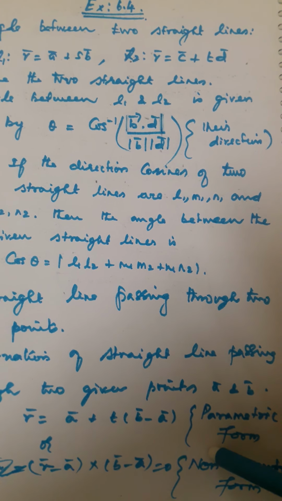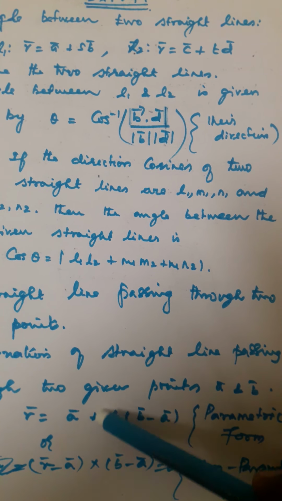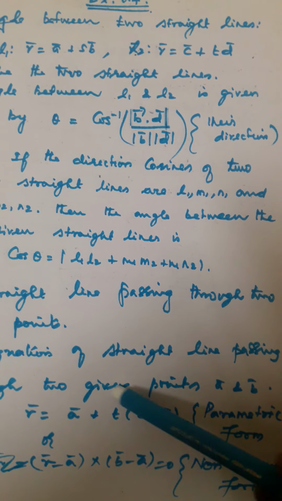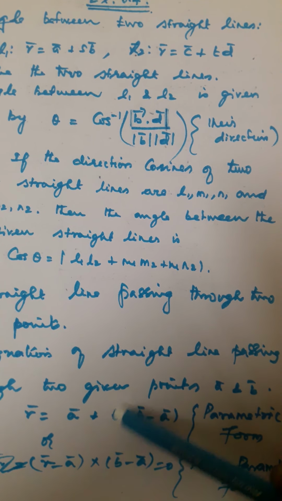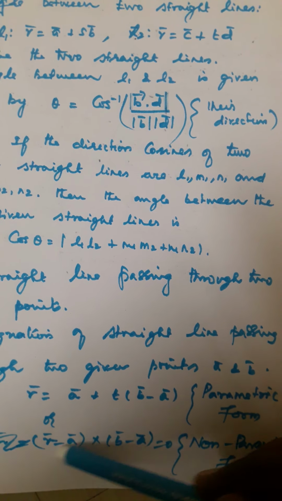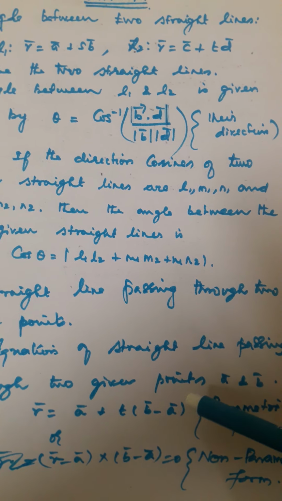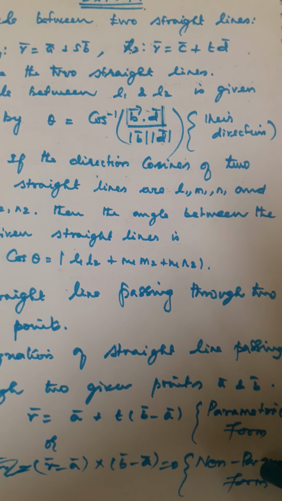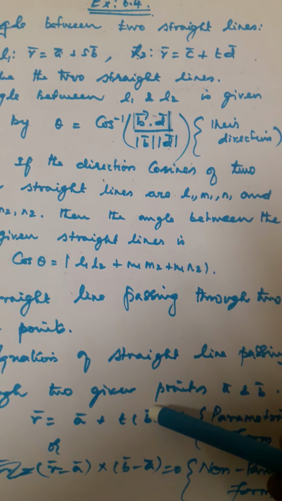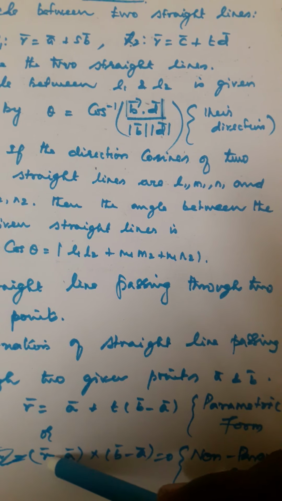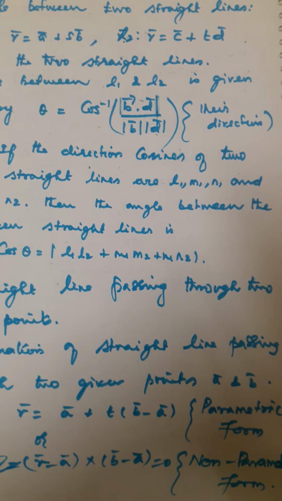This is called non-parametric form. Why is it called non-parametric form? Here the letter t is called a parameter, a scalar. So it is called parametric form. Here you have one parameter, here no parameter, so it is called non-parametric form. Your 1 mark question will be parametric form or non-parametric form. Easily you can identify: if you have a scalar, that is called a parametric form. If there is no scalar, it is called a non-parametric form.